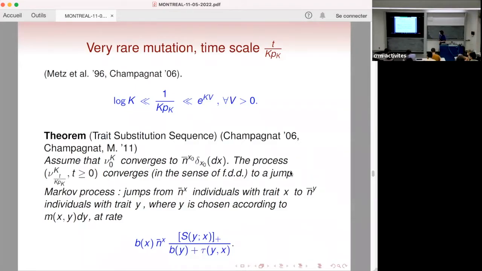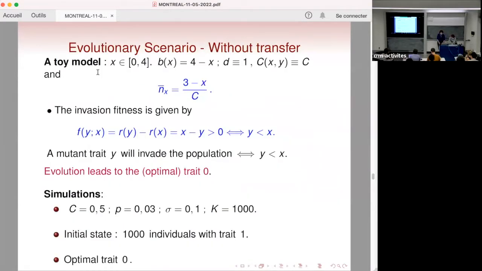So I would like to show you how it works through an example. We take a very simple example, which we will follow during the two lectures, where the trait x is in a finite set, here 0 to 4. B of x is 4 minus x. So x can be a size trait, for example. If it is related to the quantity of plasmids, then it's costly, and the growth rate will decrease when x is increasing. And you have a fixed death rate d1 and a competition pressure, which is a constant.